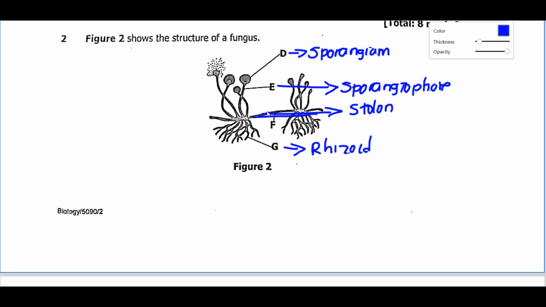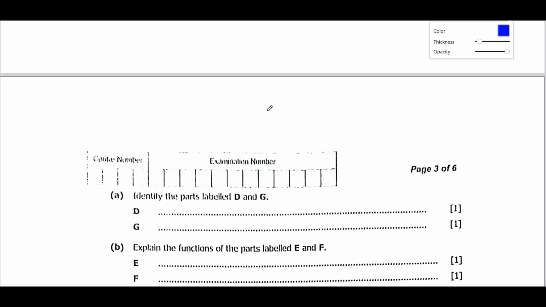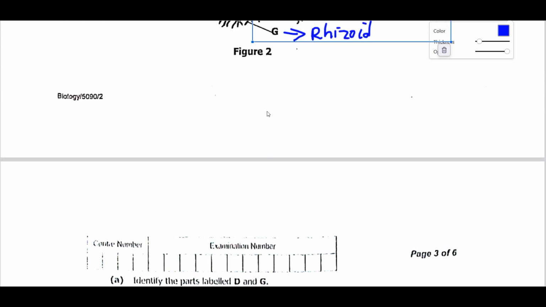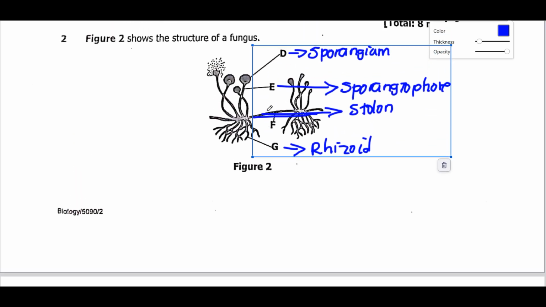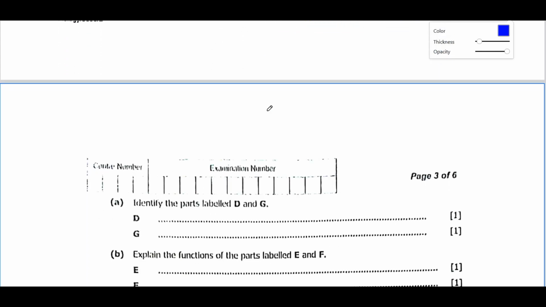So there is a difference. So let's have a look at the first question. The first question is: identify the parts labeled D and G. What's D? So D is sporangium, G is rhizoid. So we have sporangium. Then G, rhizoid.